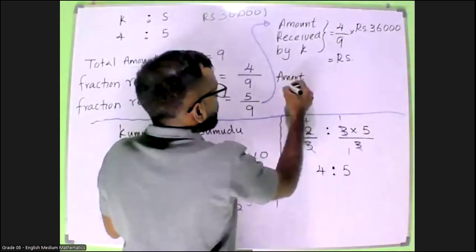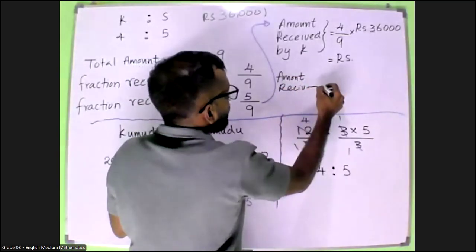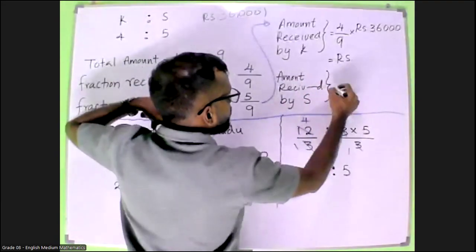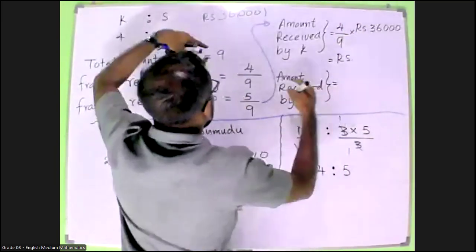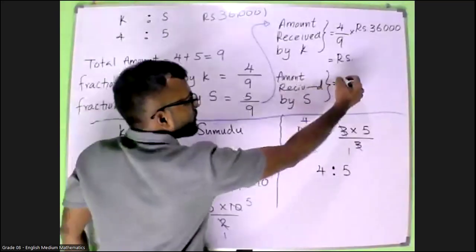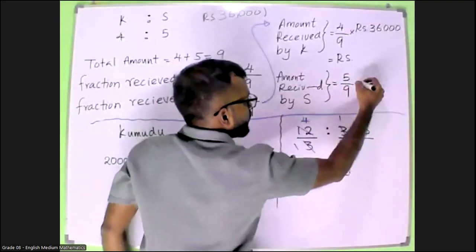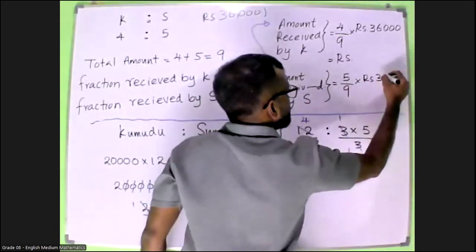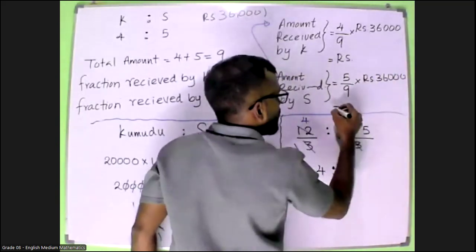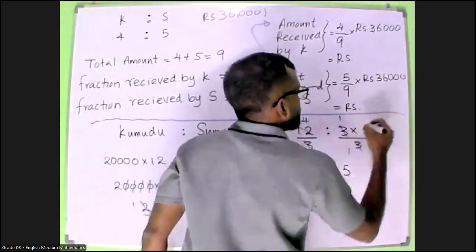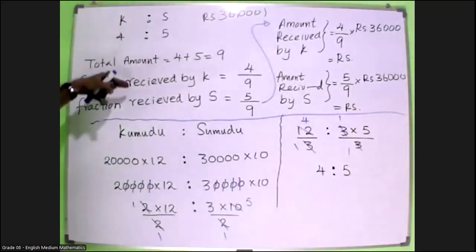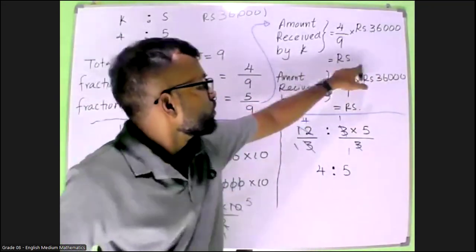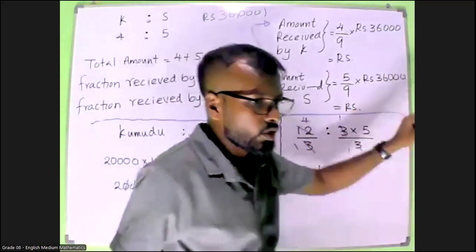And amount received by Sumudu. What is the fraction? 5/9. 5/9 times what is our total profit? 36,000. And please let me know the answers for these two in rupees. Please write this, and let me know the answer for Kumudu in rupees, and the answer for Sumudu in rupees.